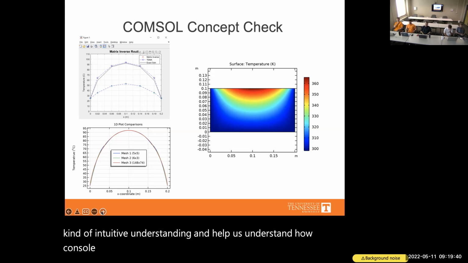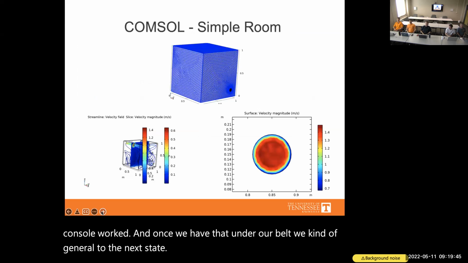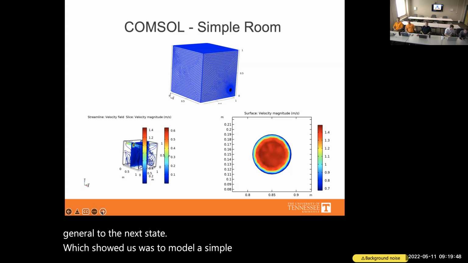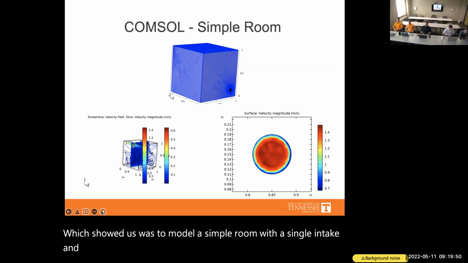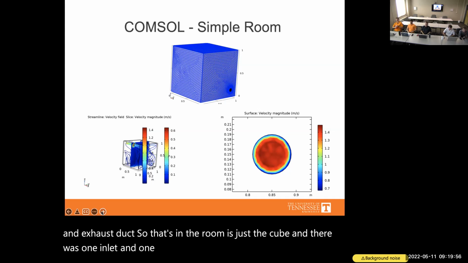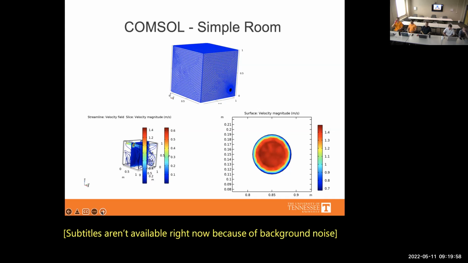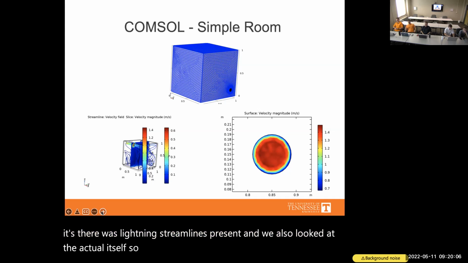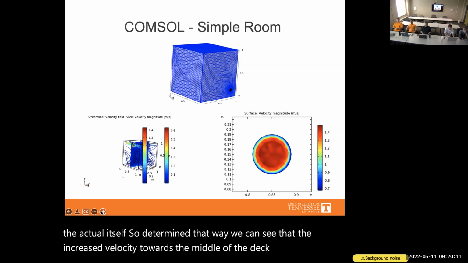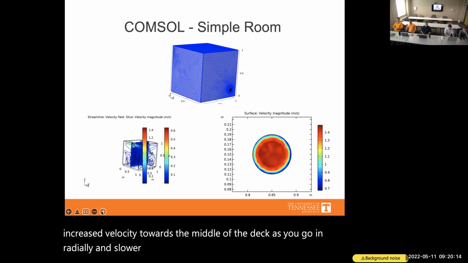And once we had that under our belt, we went on to the next stage, which for us was to model a simple room with a single intake and exhaust duct. That simple room was just a cube, and there was 1 inlet and 1 outlet duct. It was run at very low velocity, so there were laminar streamlines present, and we also looked at the actual duct itself to determine the velocity layers. You can see that there's increased velocity towards the middle of the duct as you go in radially, and slower velocity due to viscous effects as you get closer to the wall of the duct.